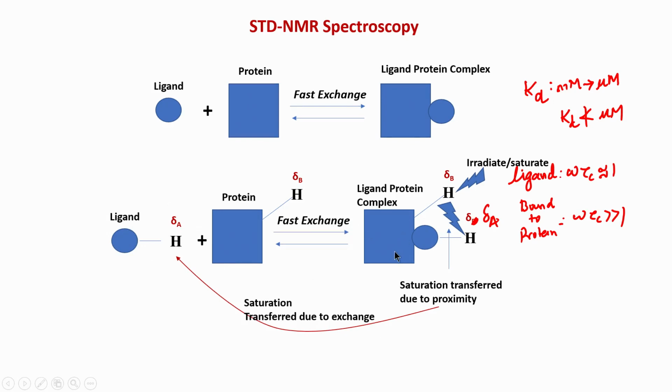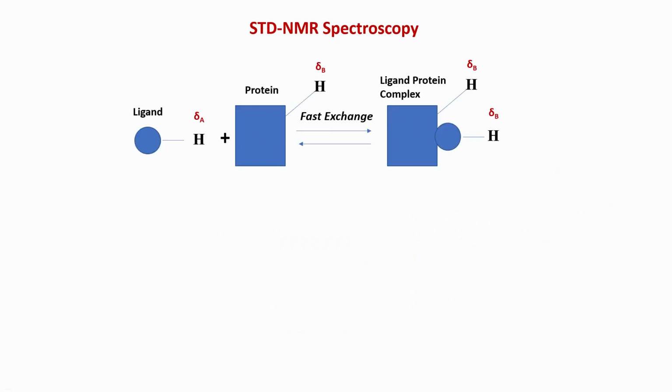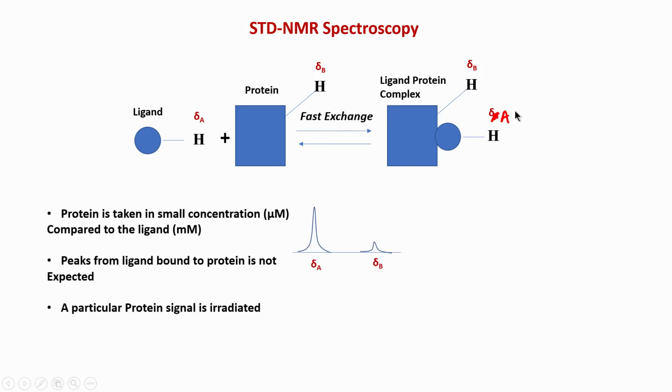So, what do we do practically? Take a large concentration of the ligand, because this is a weak interaction, and the protein concentration is much less compared to the ligand. Let us see this in this slide here. This is the same figure again, there is a small error, this should be delta A. What we typically do is take the protein at a small concentration, typically micromolar, and the ligand in millimolar.